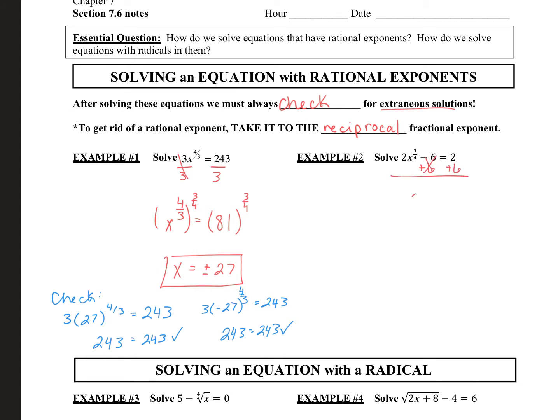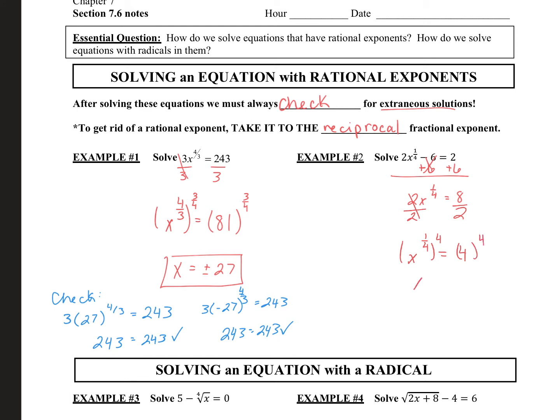All right, I'm left with 2x to the 1/4 power equals 8. Again, I'm trying to get that x term by itself, so now I'm going to divide by 2, and I get x to the 1/4 power equals 4. The reciprocal of 1/4 is just 4, so I'm going to raise both sides to the 4th power.